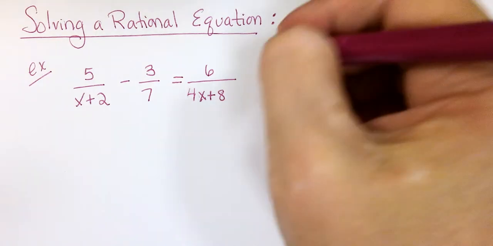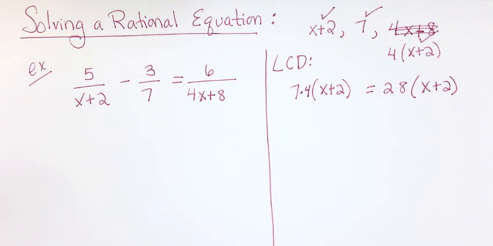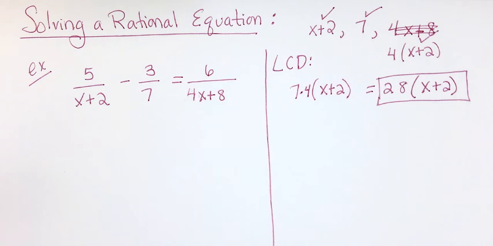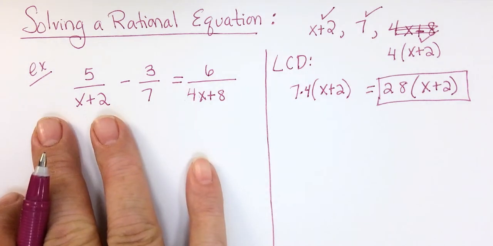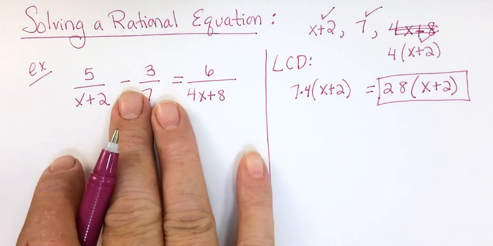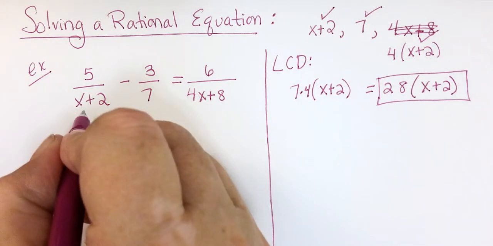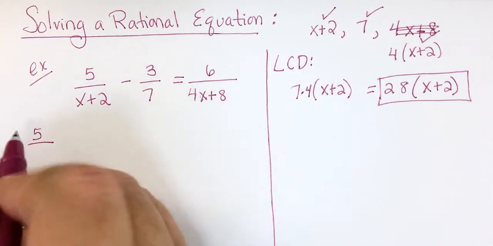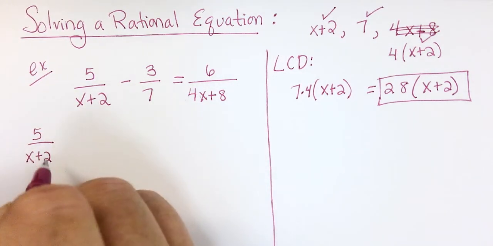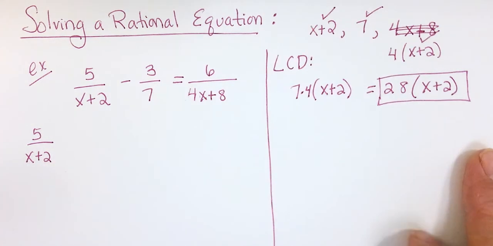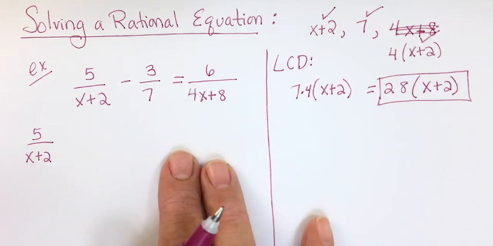All right, now that we've decided what our LCD is, there's a couple different ways that we could do this. We're first going to do it, this method is going to be rewriting these expressions or these terms to have a common denominator. All right, so let's say we have 5 over x plus 2. And I want a common denominator here. So I want this LCD to be the denominator for all of these things that I'm about to do.